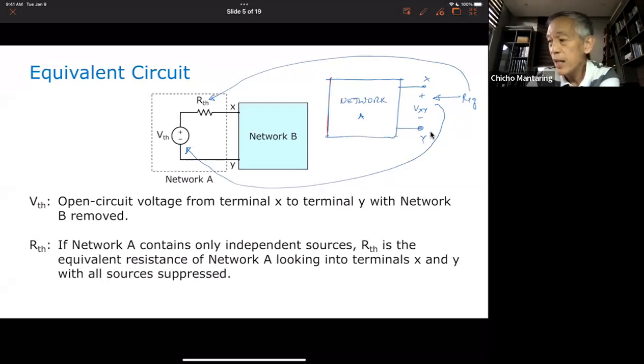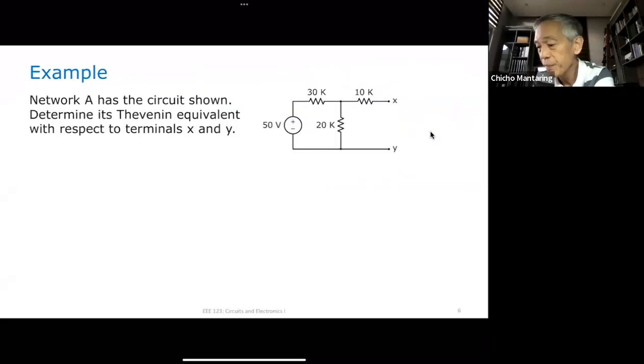Okay, having said that, let's take a very simple example. Network A has the circuit shown. So this is only network A. We removed network B for now. Network A has the circuit shown. Determine its Thevenin equivalent with respect to X and Y.